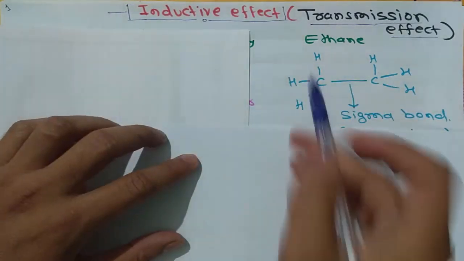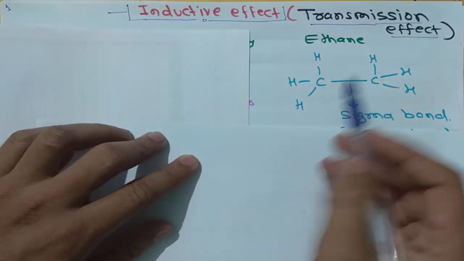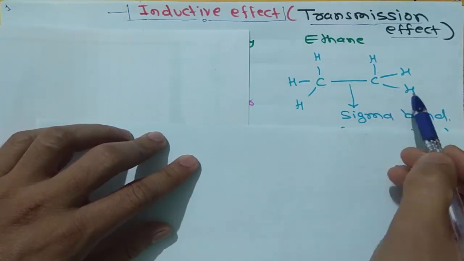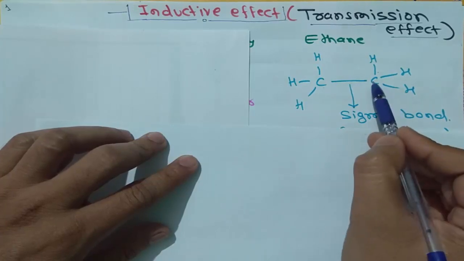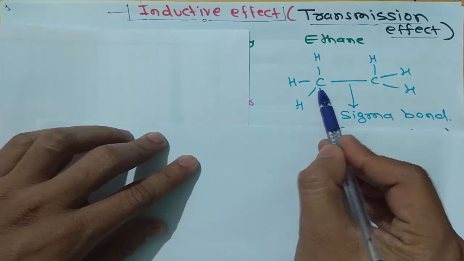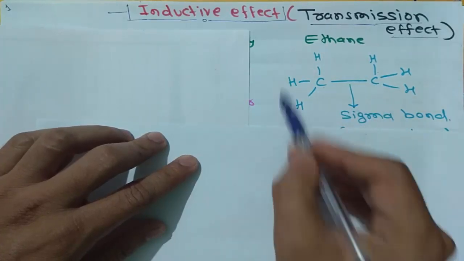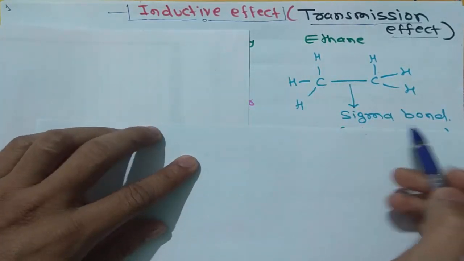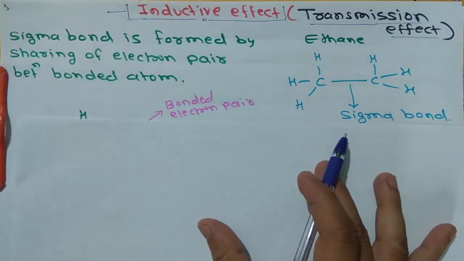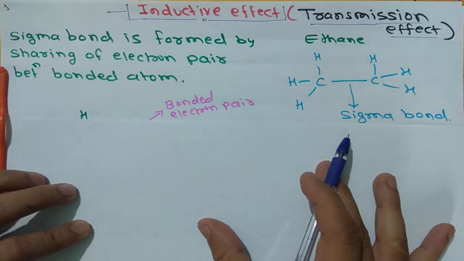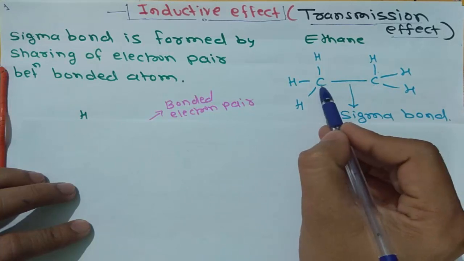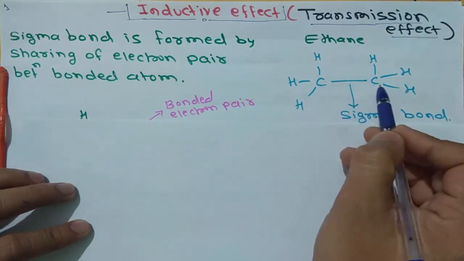See here, we can take the molecule of ethane, CH3-CH3. Here, the bond between the carbon and hydrogen is a sigma bond. Again, this bond between carbon and hydrogen is a sigma bond. Again, the bond between carbon and carbon is also a sigma bond. Means in all these molecules sigma bonds are present, and we know how sigma bonds are formed. Sigma bonds are formed due to the sharing of electron pairs between the bonded atoms.